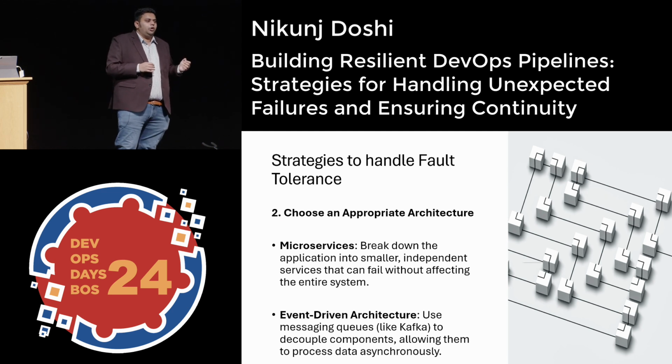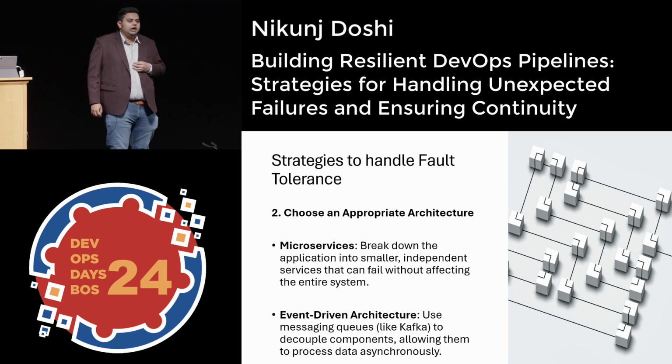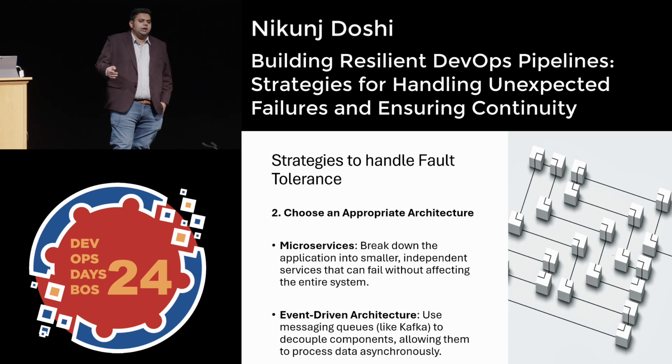Right now, what we are seeing in the industry is a massive shift to serverless computing and event-driven architectures. Many times we use Kafka or other messaging queue systems for responding to or decoupling these events. This is one of the ways we could design fault-tolerant systems.